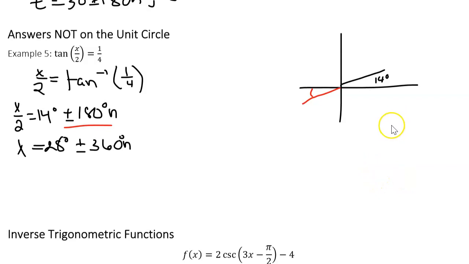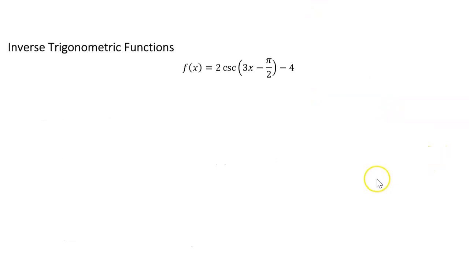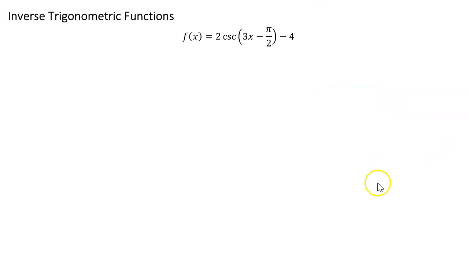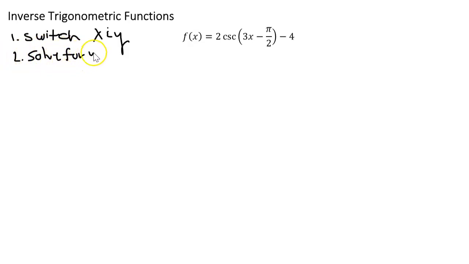All right, let's take a look at our last example. We can use techniques for solving trig equations without actually solving the equation. That's going to be finding an inverse trig function. So here we have f of x equals 2 cosecant of 3x minus pi halves, minus 4. This is as complicated as I can make it. If you remember from previous classes, you want to switch your x and y and then solve for y. Also remember that f of x is just function notation for y.